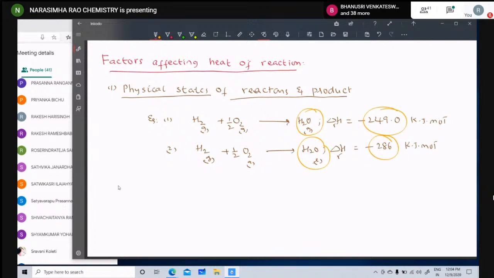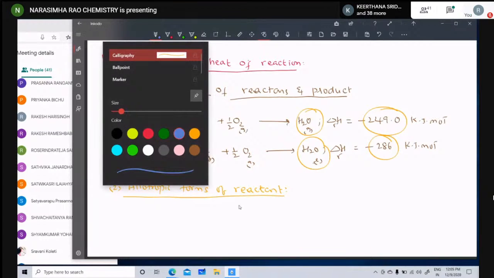Now let me discuss the allotropic forms of reactants. Simply, allotropic forms of the element of the reactant. It's clear. What is its effect? Let me discuss it. Right.